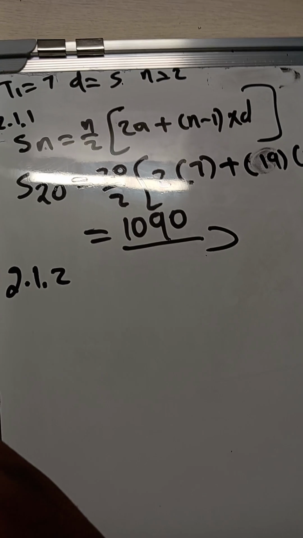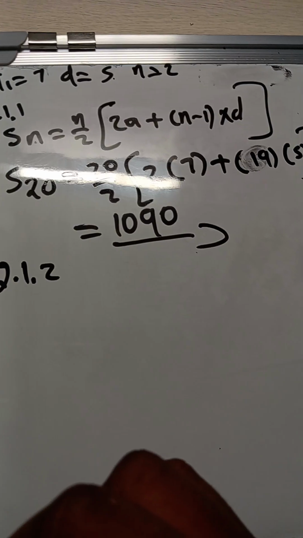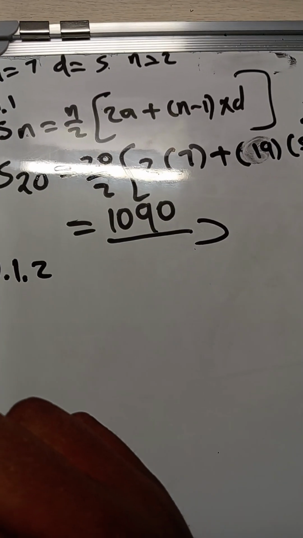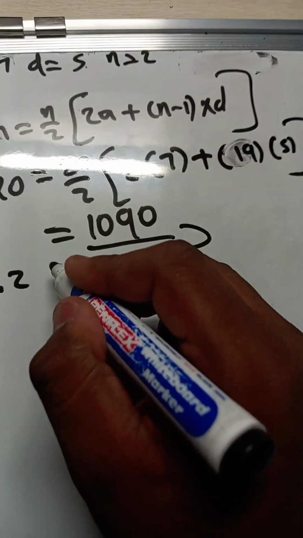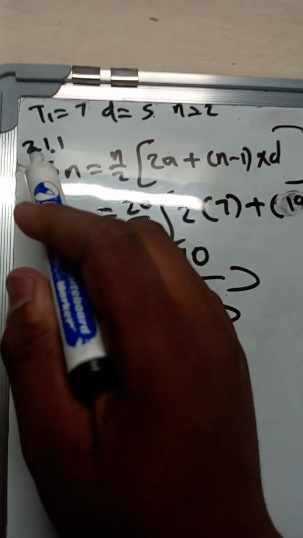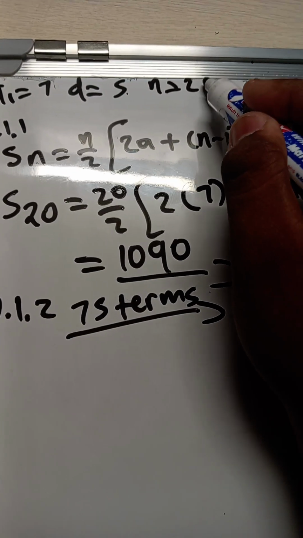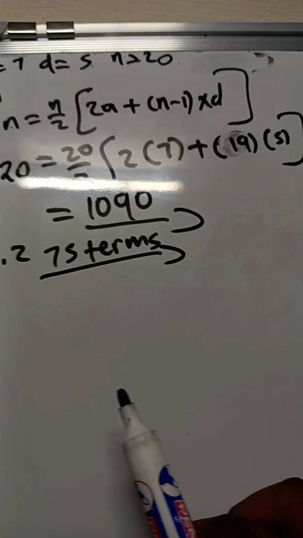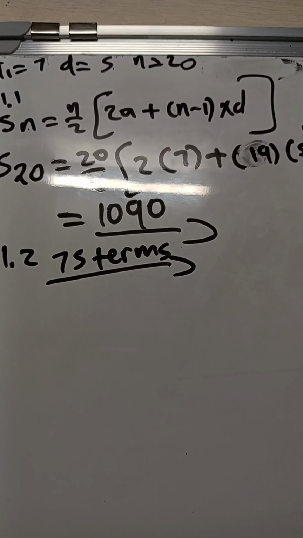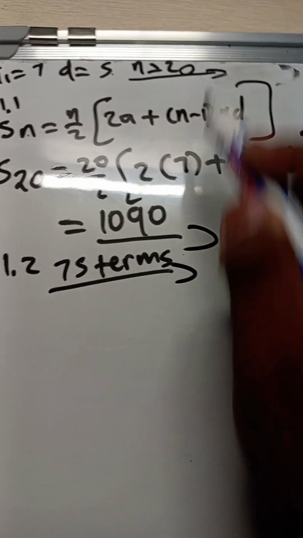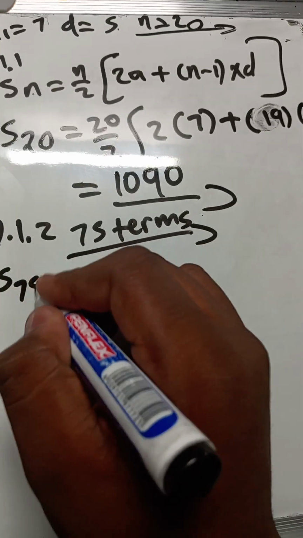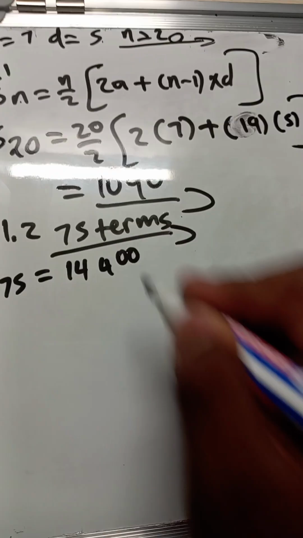The original arithmetic series is extended to what? 75. The original arithmetic series is extended to 75 terms. What does it mean? It doesn't mean that they changed the number of terms from 20 to 75. No, it has been extended. Do you get what I'm trying to tell you? Meaning they're gonna start from this point up to that one, and the sum of these 75 terms is equal to 14,400.